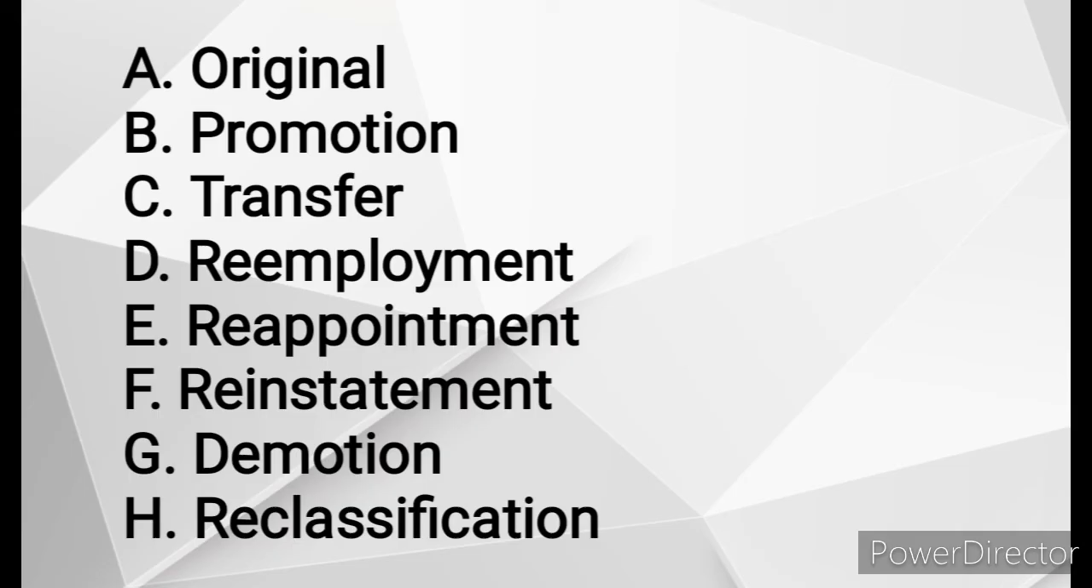Now, when it comes to nature of appointments, they are classified as original, promotion, transfer, reemployment, reappointment, reinstatement, demotion, and reclassification.